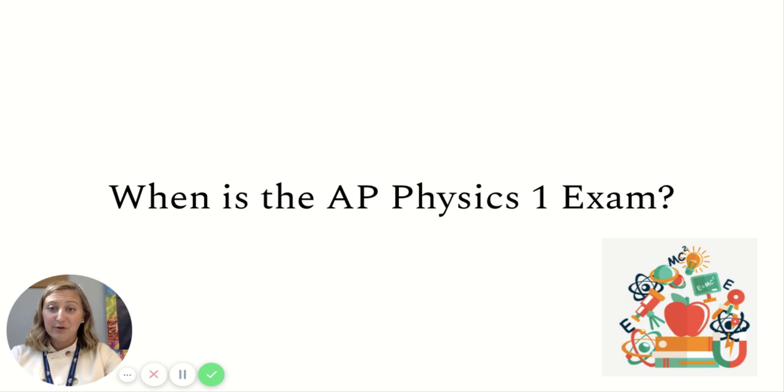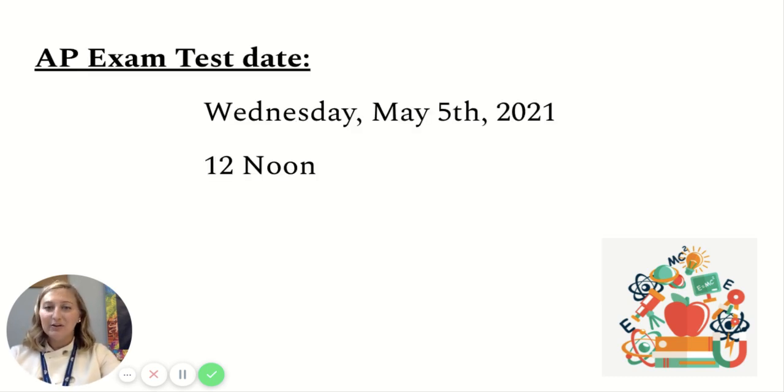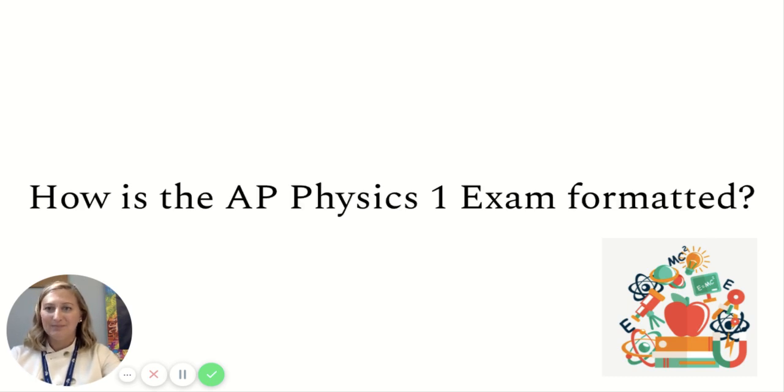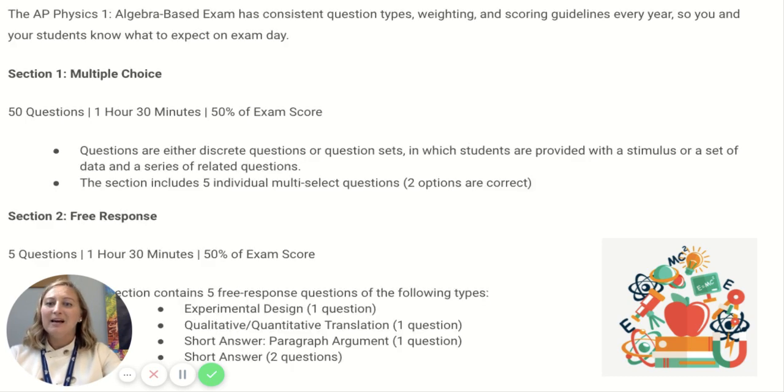All right, your first question is probably, when will the AP exam occur? It is currently scheduled for Wednesday, May 5th at 12 noon. How is the AP Physics 1 exam formatted? This is from the College Board's website. It's broken up into 2 different sections. Section number 1 is multiple choice, and it is 50 questions. Your student will have an hour and 30 minutes to complete this section. The second section is a free response section, and it includes 5 questions, and that will take an hour and 30 minutes.